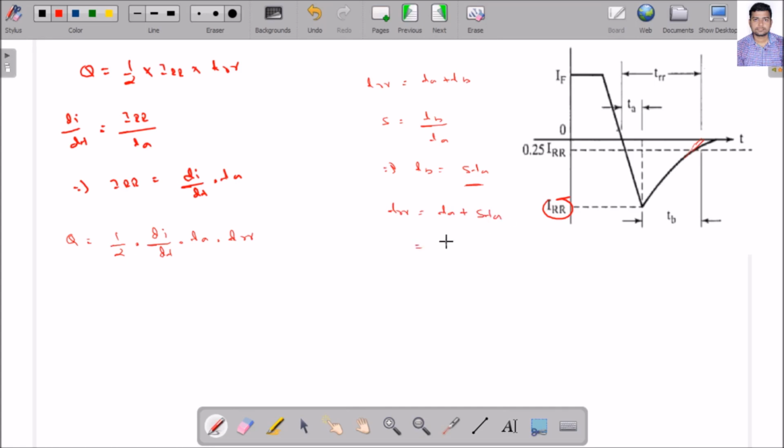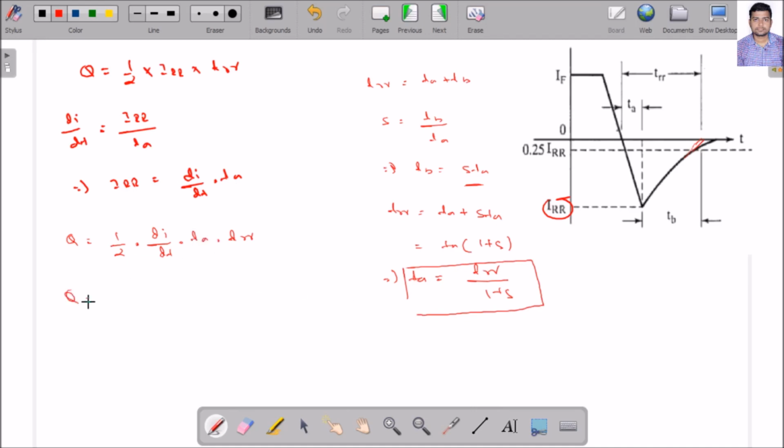Okay, then equal to, taking TA common, it is 1 plus S. Then tell me what is TA here? TA equal to what? TRR. TA equal to TRR by 1 plus S. Okay, so put the value of TA here.